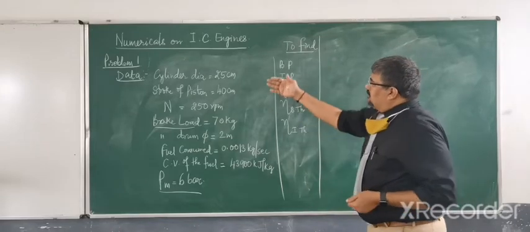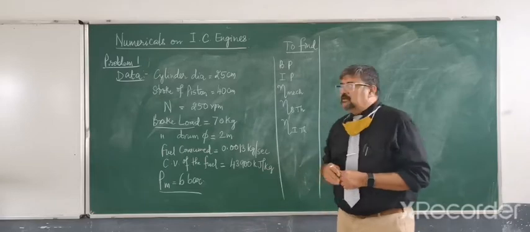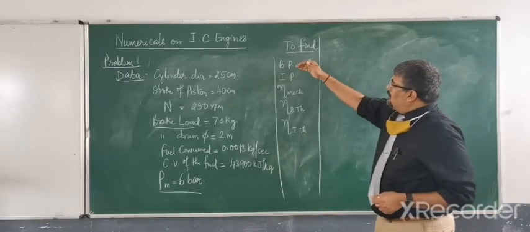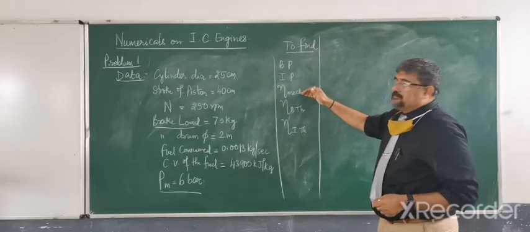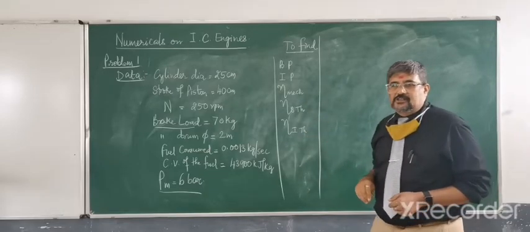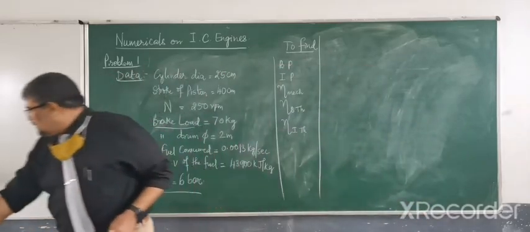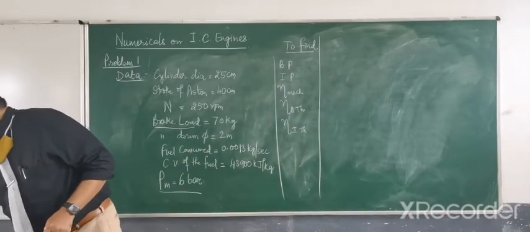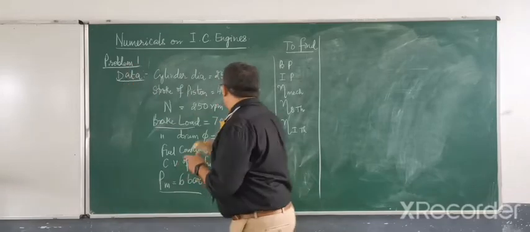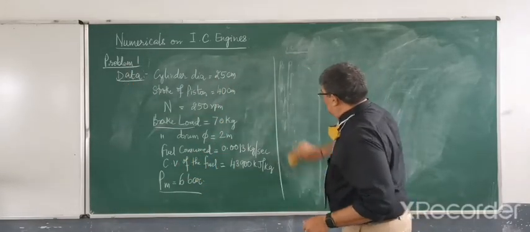Now, what are we required to do? This is the data which is given. What are we required to find out? We need to find out the brake power, the indicated power, mechanical efficiency, brake thermal efficiency, and indicated thermal efficiency. So these values we need to find out. Let's see how to find out all these values one by one. So this part I have done, whatever is to be found out.